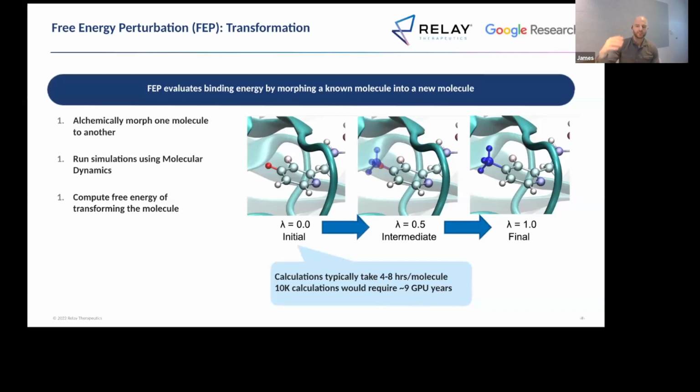So unfortunately, this does help with efficiency, but it still takes a very long time. With the implementation we used, calculating a single FEP value for a single molecule with a single GPU takes about 4 to 8 hours. So if we were to try to calculate FEP values for all 10,000 in the set that we're using, it would take about 9 GPU years.